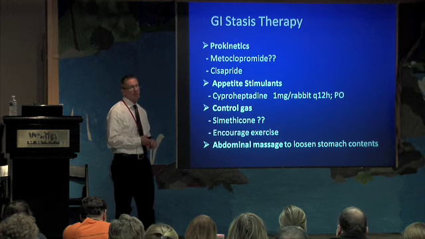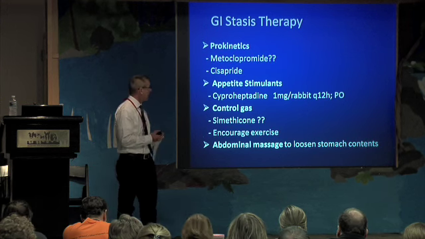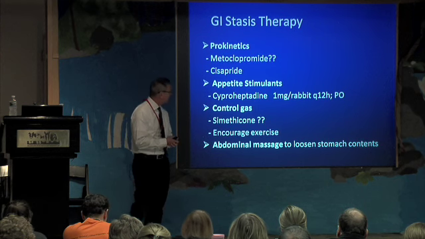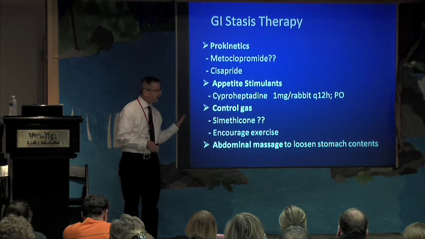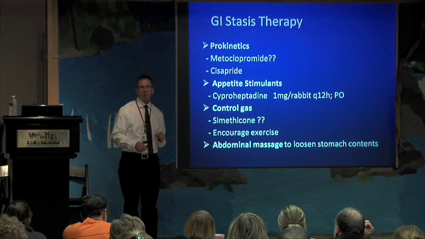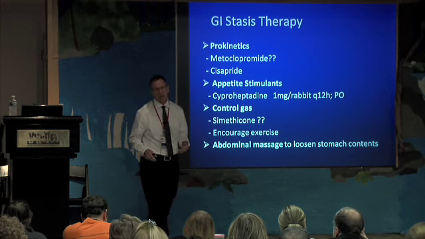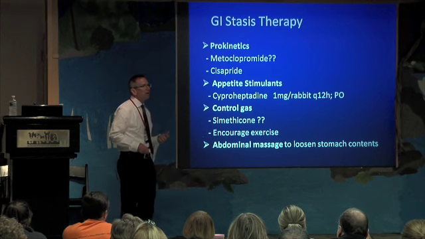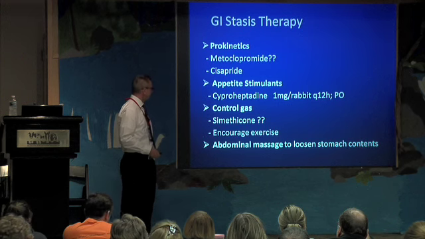So I do use prokinetics definitely with these guys to get the GI moving. That's what a prokinetic is. Appetite stimulants. I'm a big believer in the use of cyproheptadine. Empirically, again, 1 milligram per kilogram every 12 hours orally to stimulate the appetite. Because we know if we can get them eating again, get the gut moving again, that they will have a better chance of getting more fiber, more movement, basically.